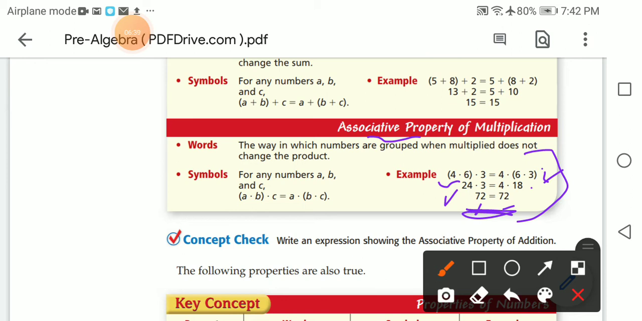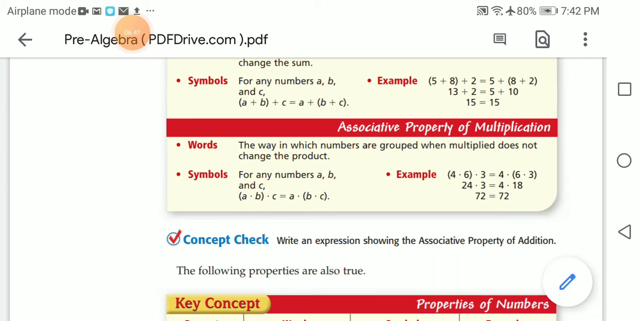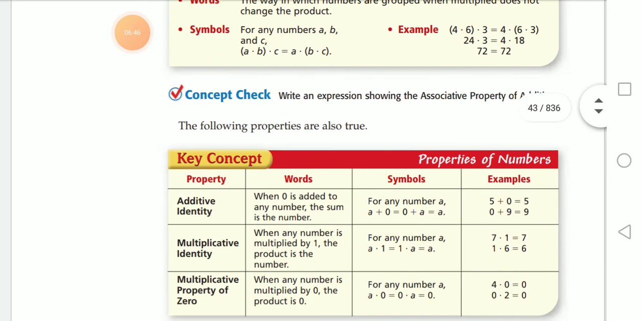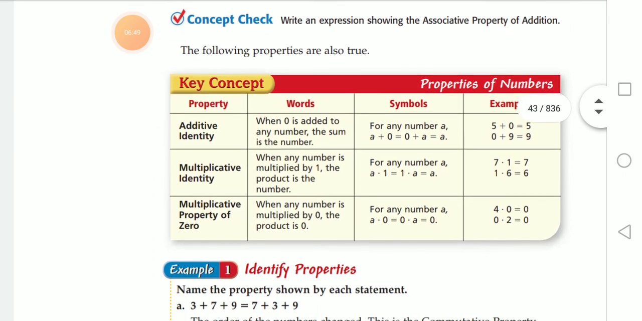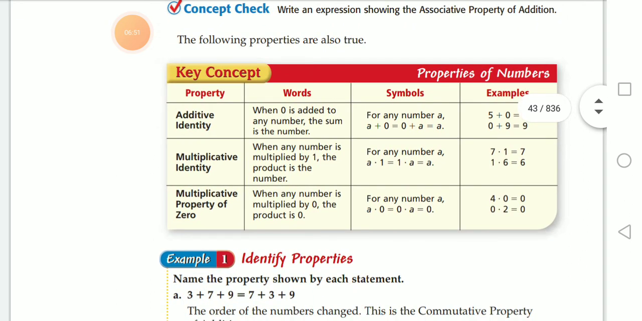When I change the places, it's what? Commutative. But when I change the groups, it's what? It's associative. Okay, so I have here some key concepts I want you to know. This is important to know. I want you to write it down in your notebooks or copybooks.